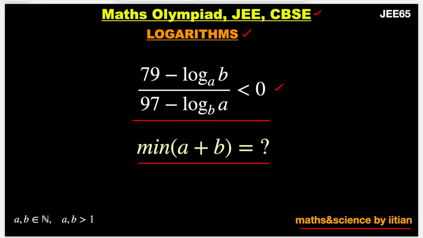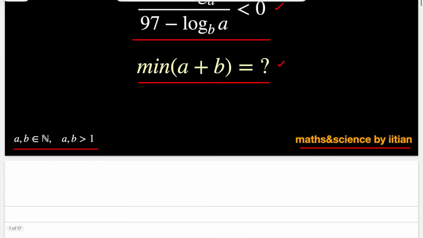There will be different combinations of numbers that will come as solutions. We have to find out the minimum value, where a, b belong to the set of natural numbers. a, b both of them are greater than 1. It's a very good example, practice problem. Let's move further to solve it.